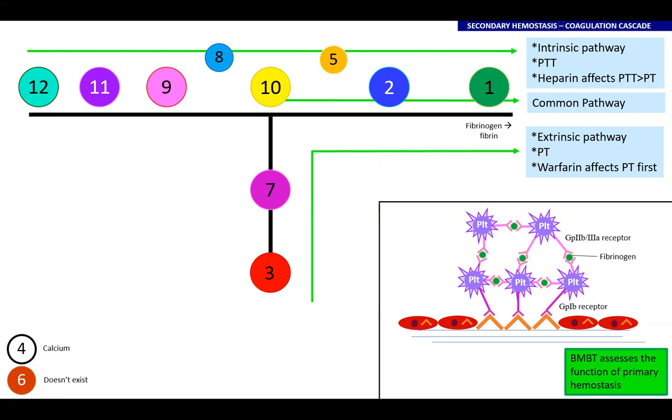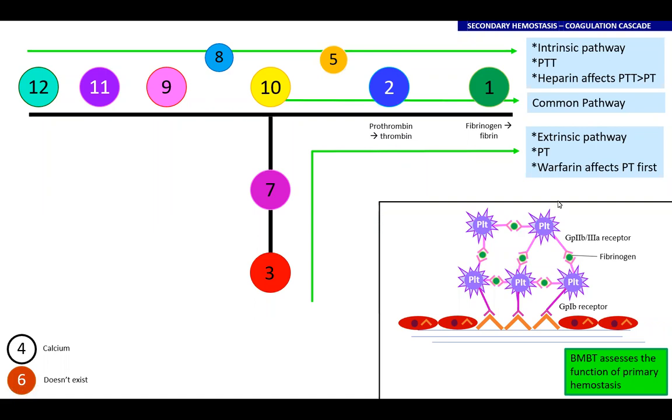Okay, and then the next thing is knowing some of the common names that are used interchangeably with the factor numbers. So factor 1 is fibrinogen, and its active form is fibrin. Factor 2 is prothrombin, its active form is thrombin. The rest of them, those ones are used pretty interchangeably.